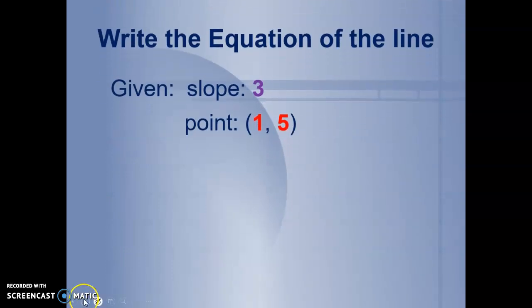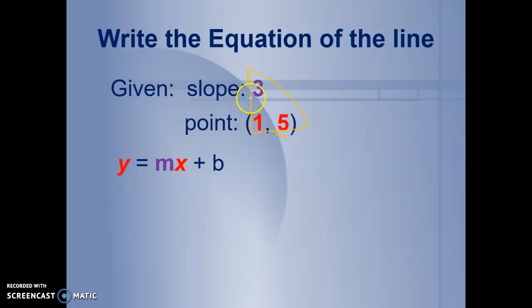All right, let's try one on your own. Write the equation of a line given the slope and this point. Now this is not the intercept. The intercept would be 0, 5, but this is 1, 5. So what do we do? Well, the first thing we're going to do is write our y equals mx plus b. And we're going to use the things we know to find our intercept.